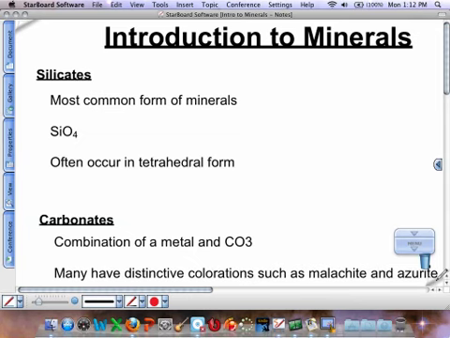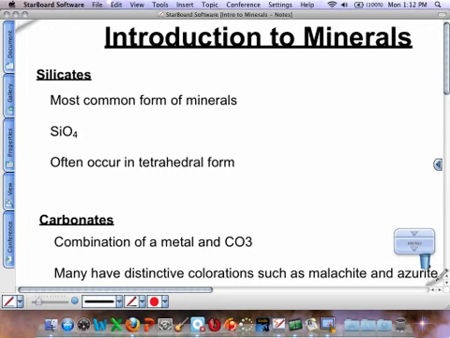So as we already said before, the silicates are the most common. They're made with the silicate ion, SiO4. And they typically have this tetrahedral form. Now what that looks like, and this is an incomplete version. You guys see this little setup right here?